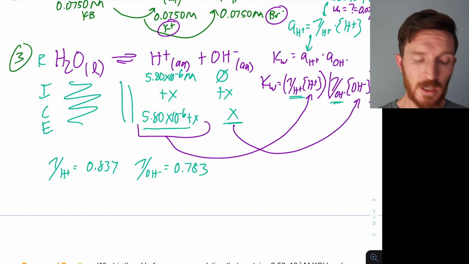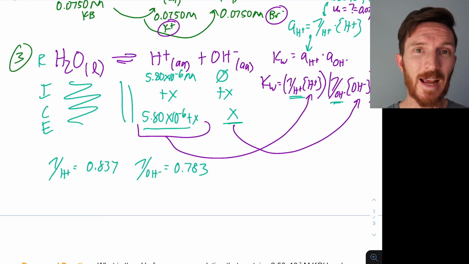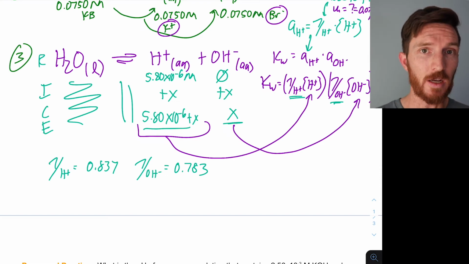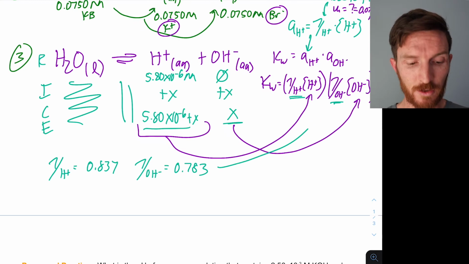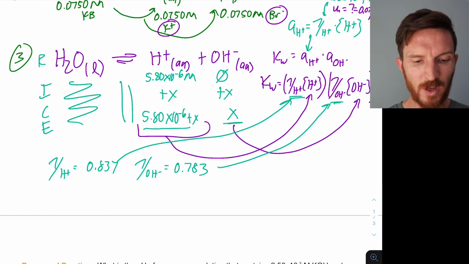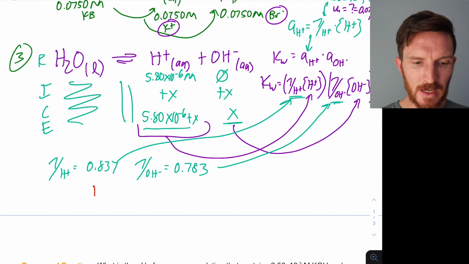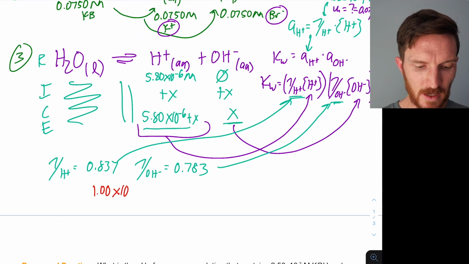And so what that tells me is that I'm going to have a deviation or a reduction of the activity or behavior of those ions in solution relative to the actual concentrations. So now we can go ahead and include those in our expression up here. And so now we take all of those arrows and all that stuff together, and we end up getting an expression that looks like this.